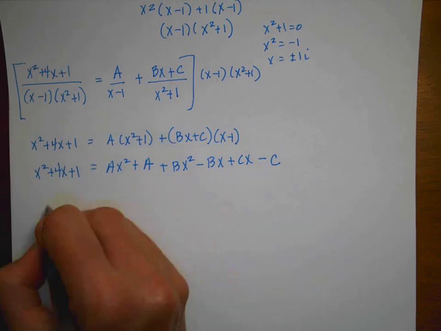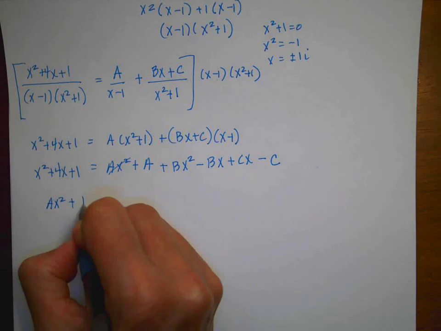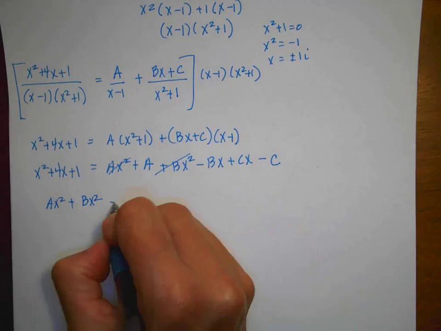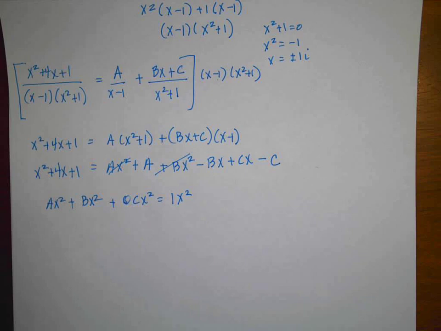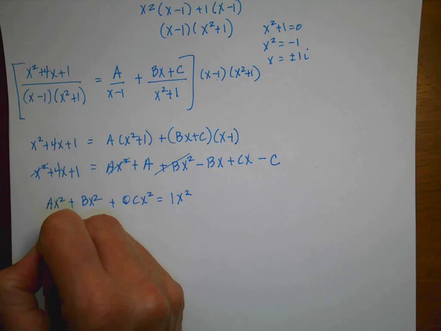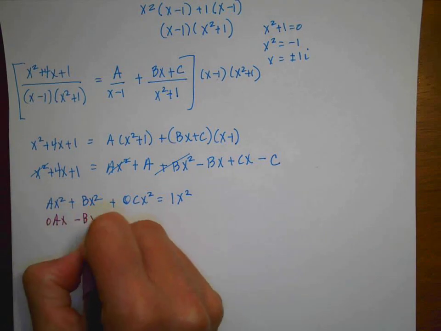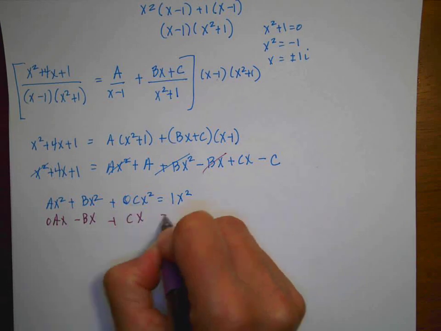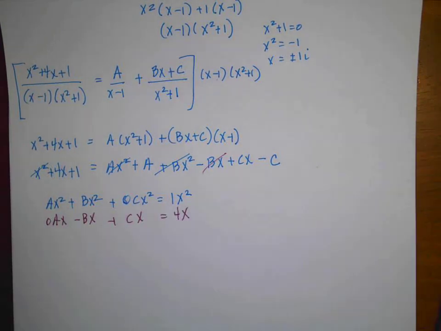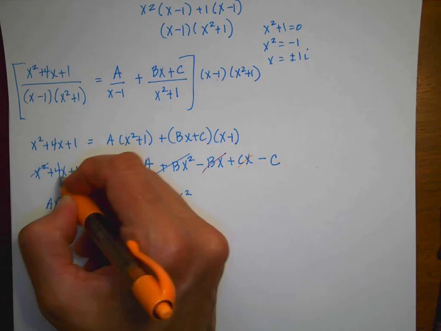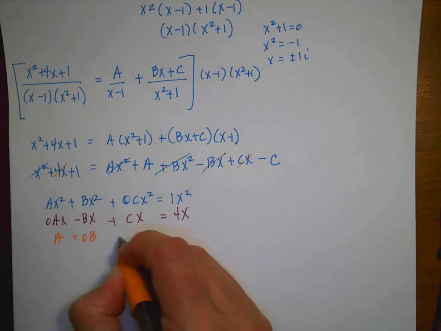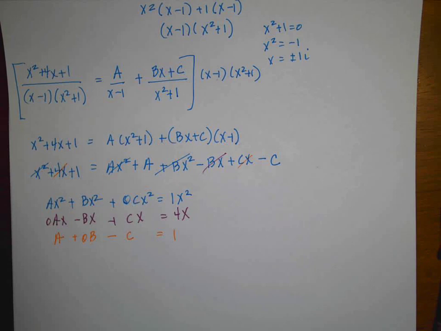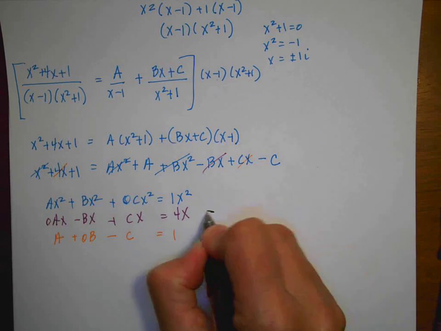All right, so now I'm going to have a quadratic, a linear, and a constant. So I'm going to write ax squared plus bx squared. There's not a c squared term, so 0cx squared, and it equals 1x squared. So we did that guy. The next one is going to be my linear. I don't have an ax. I have a negative bx. I have a cx, and that's going to equal my 4x. Now my constant, I have an a. I don't have a b. I have a negative c equals 1.